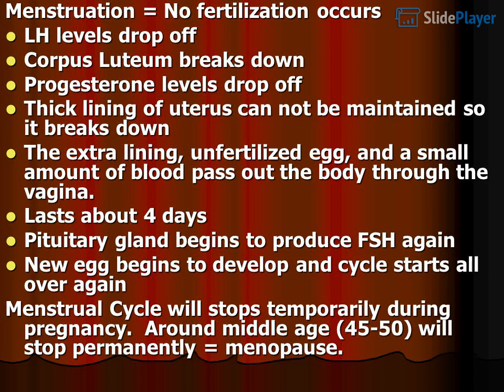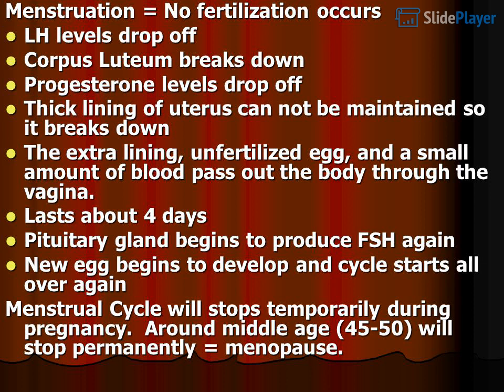Menstruation equals no fertilization occurs. LH levels drop off. The corpus luteum breaks down. Progesterone levels drop off. The thick lining of the uterus cannot be maintained, so it breaks down. The extra lining, unfertilized egg, and a small amount of blood pass out of the body through the vagina. This lasts about 4 days. The pituitary gland begins to produce FSH again. A new egg begins to develop and the cycle starts all over again.